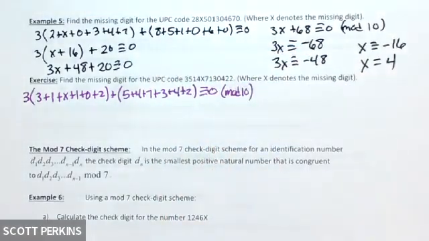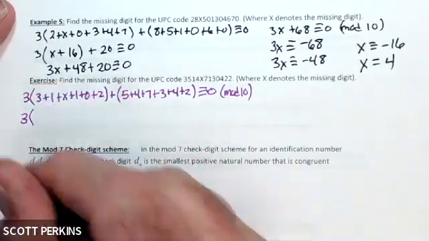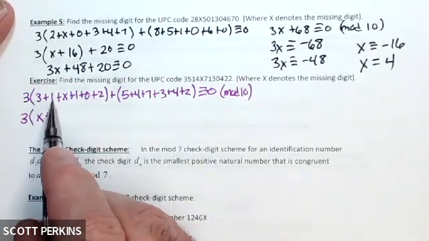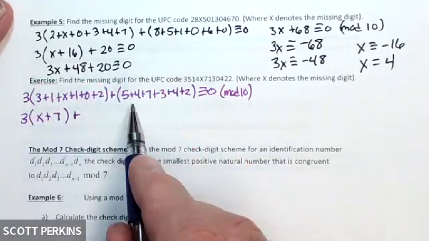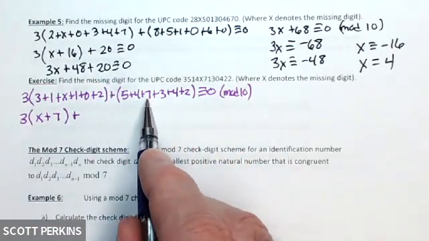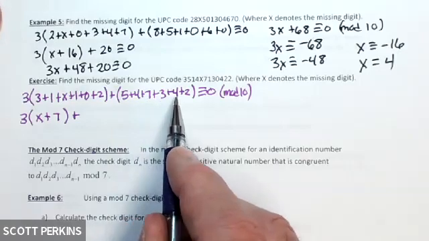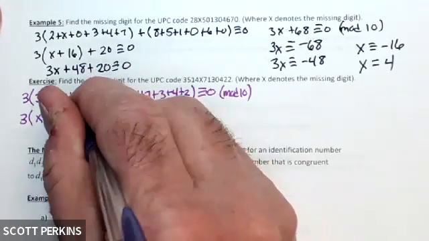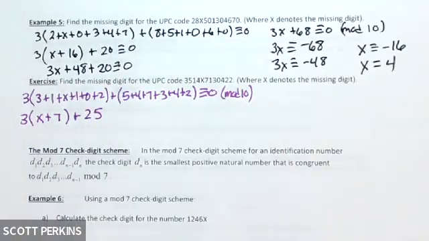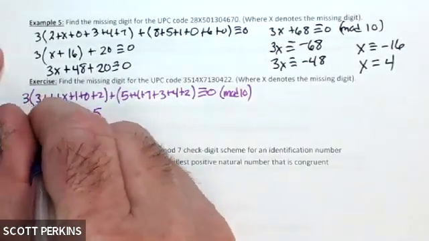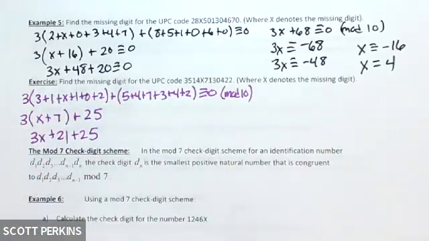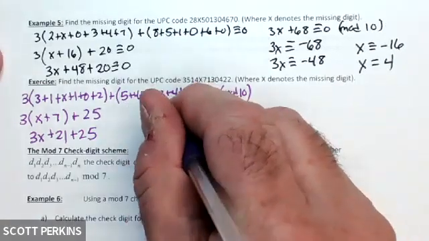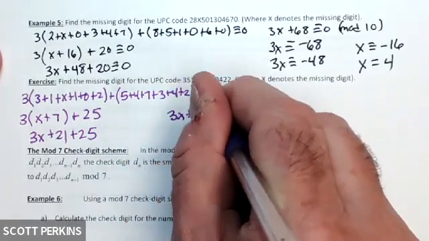All right, so that's the heavy lifting right there. The rest of this is just busy work. So I've got 3 times X plus 3 plus 1 is 4, plus 1 is 5, plus 2 is 7. In the other parentheses, 5 plus 4 is 9, plus 7 is 16, plus 3 is 19, 23, 25. I'm going to distribute the 3, and I get 3x plus 21. So here we are at long last. I've got 3x plus 46 has to be congruent to 0.